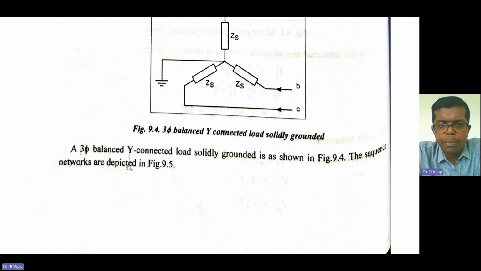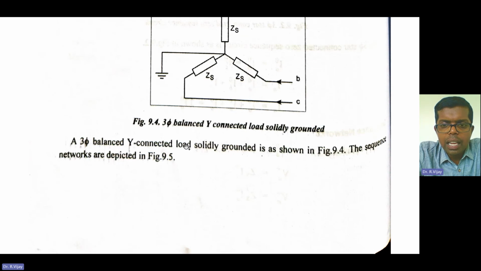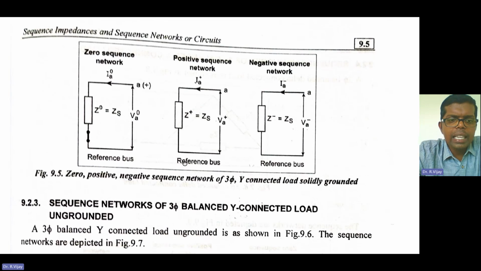The sequence impedance networks are given as follows. Here, in the zero sequence network, VA0 is equal to IA0, that is, Z0 is equal to ZS. So this is the reference bus. Here, the positive sequence network: this is the voltage between the phases, VA positive, and here the current is IA positive, and Z plus is equal to ZS. Next step, negative sequence network.